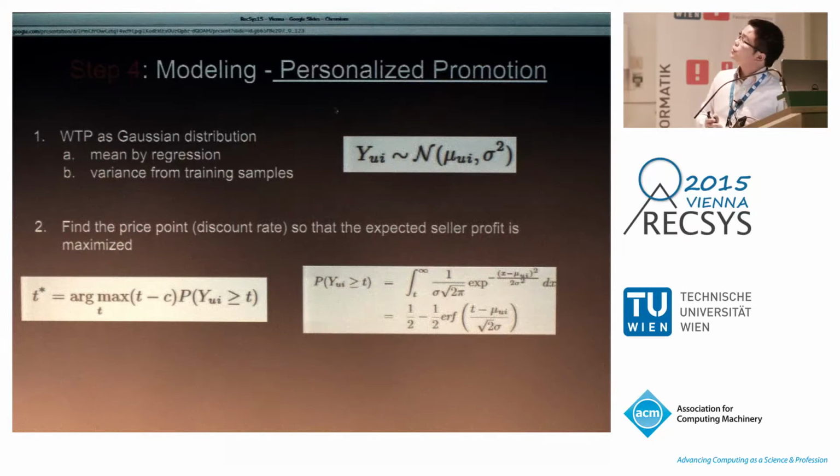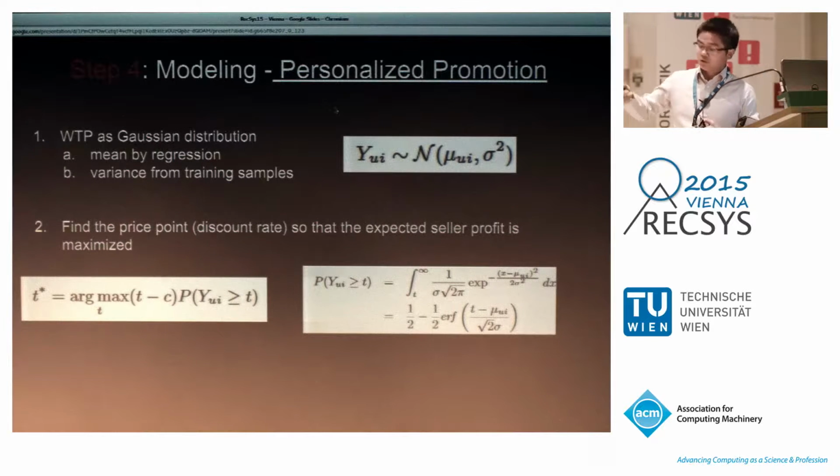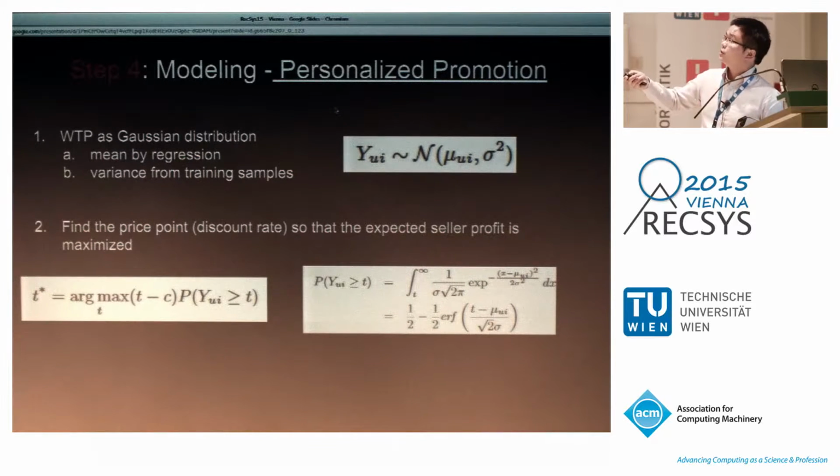In order to find the price point that will give the seller the most profit, we try to optimize this function. C is the production cost, which is known, and T is the quantity we want to optimize, the price point. Here this cumulative probability is the probability the user will buy the product if the price is T. This can be optimized by using some numerical optimization algorithms.